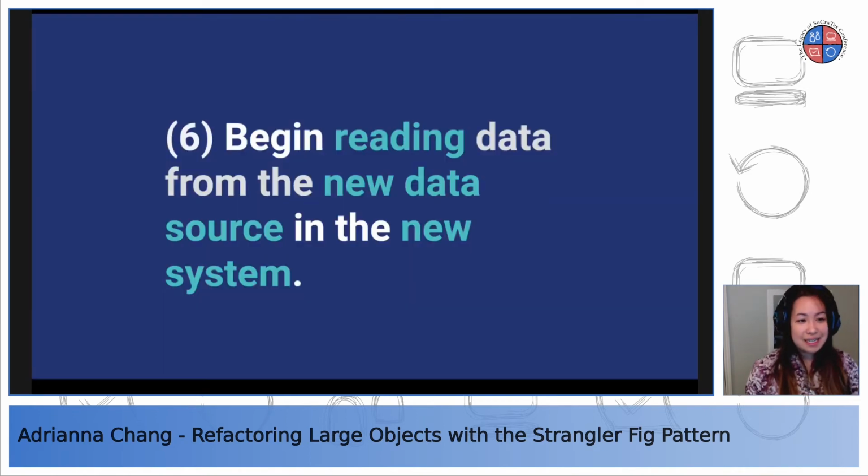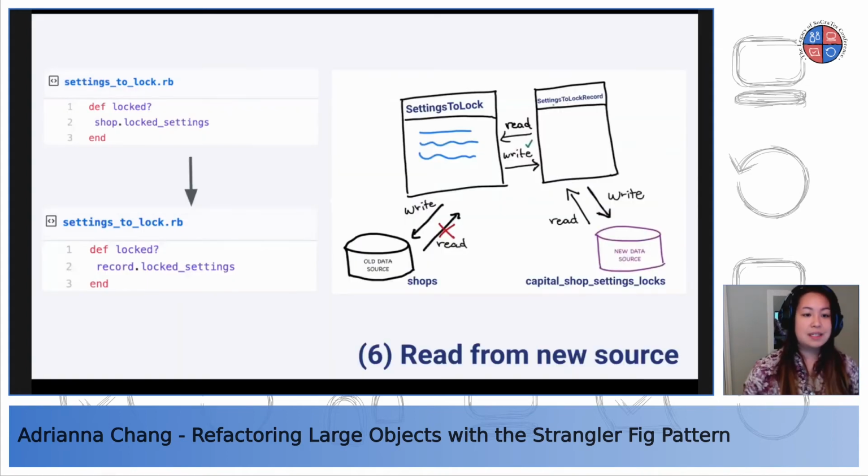Okay, step 6, we can now start reading data from the new data source in our new system now that our data source is up to date. This is a very simple step. We only had one method that was actually reading data. It was the locked method. All we need to do is change lock to now talk to the record object instead of talking to the shop object. We have essentially cut off the read from the shops table, and we are now reading from the settings to lock record object as well as writing to it.